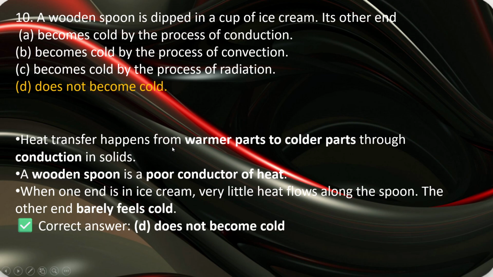Heat transfer happens from warmer parts to the colder parts. So, conduction in solids. A wooden spoon is a poor conductor of heat. When one end is in ice cream, very little heat flows along the spoon. The other end barely feels cold. Correct answer is D, does not become cold.